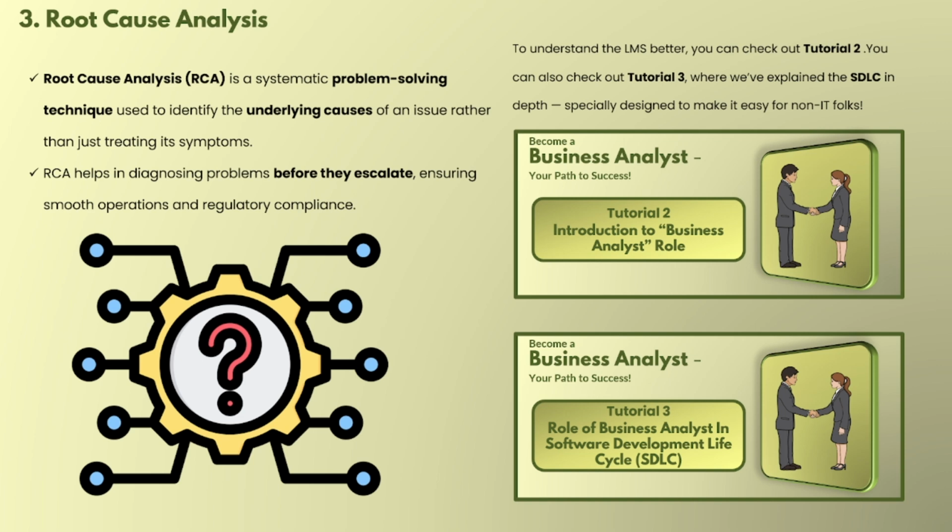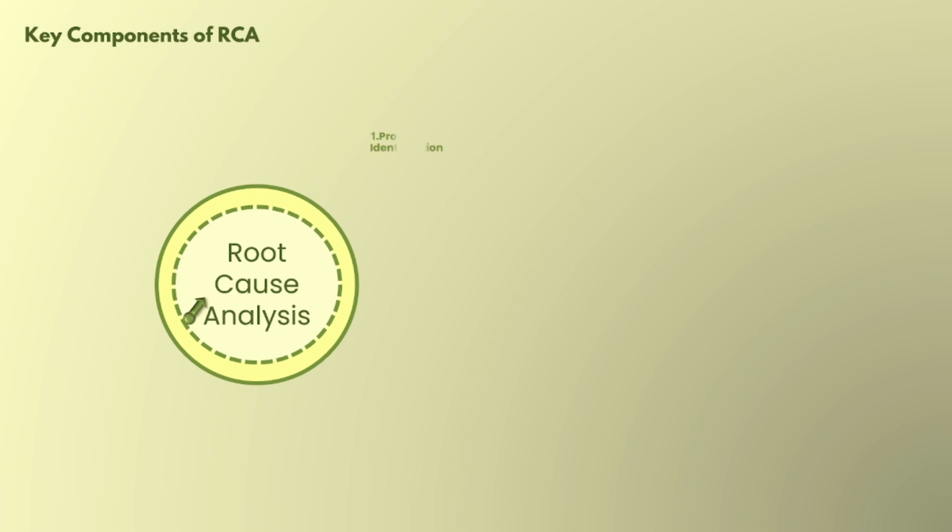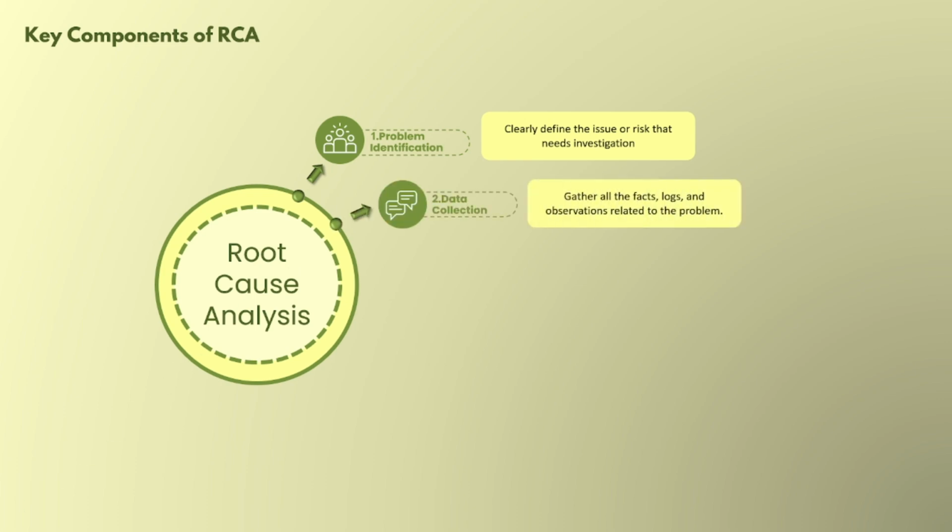So now let us check the root cause analysis components. Very first is problem identification. Here we clearly define the issue or risk that needs to be investigated. Basically, nail down exactly what is going wrong before you start digging. Then next is data collection. Gather all facts, logs and observations related to the problem. Look at everything: what happened, where it happened, when it happened, and how, to get the full picture. This is data collection.